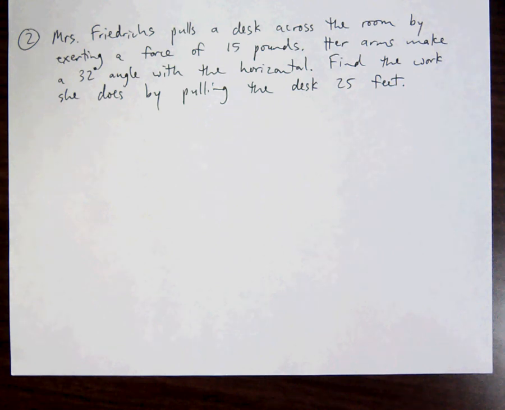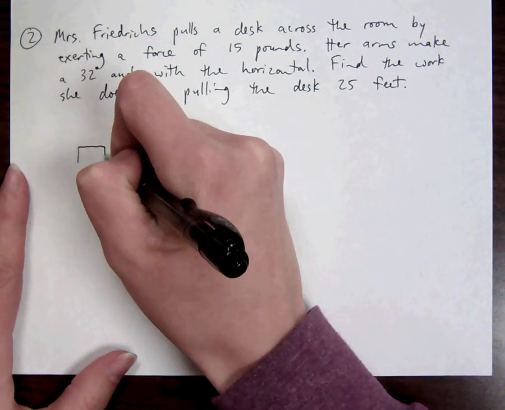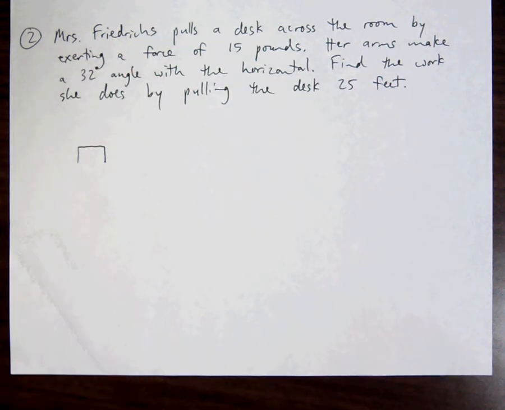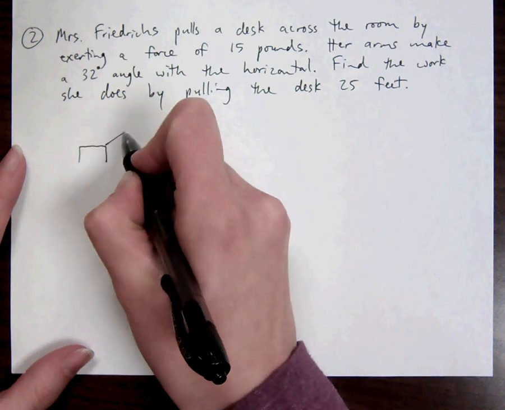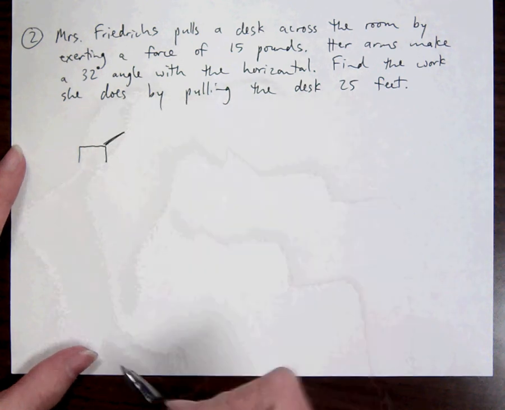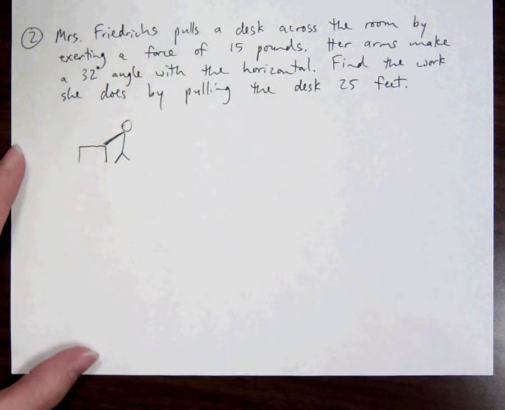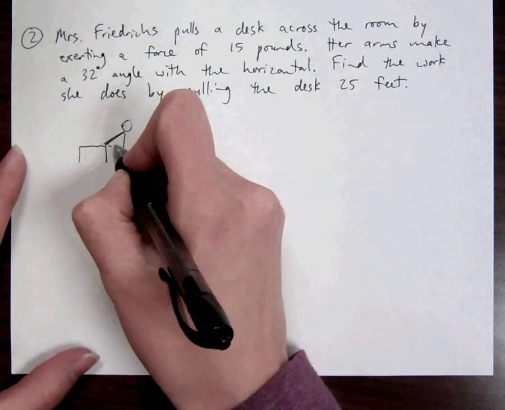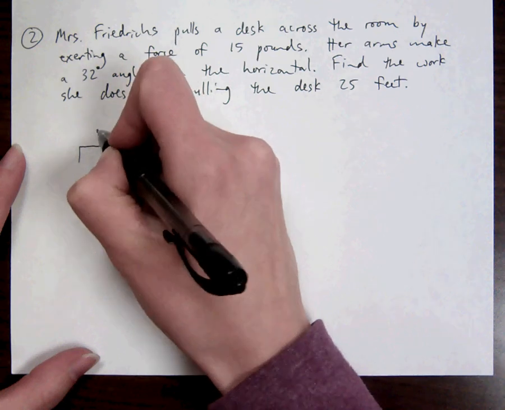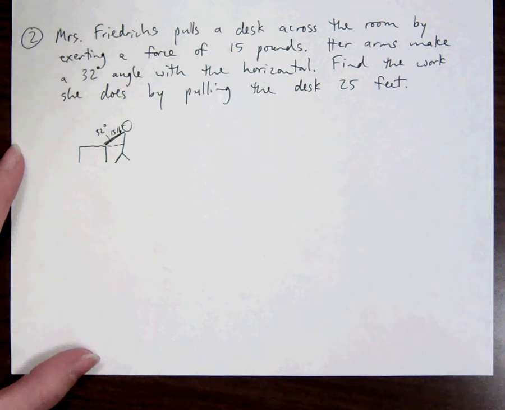So again, drawing a picture is super important here. However you want to draw a desk, I'm just going to draw it like a little table here. I'm going to blow this picture up a little bigger in a bit, but I want to show you what I'm talking about. I'm pulling with my arms like this. Here are my arms. Yes, I know they're probably too big for the rest of my body, but just imagine it here. Those are my arms, and they're making a 32-degree angle with the horizontal. I'm pulling with 15 pounds of force.